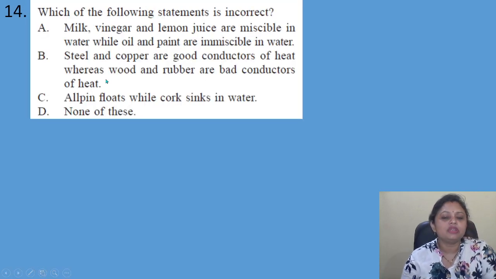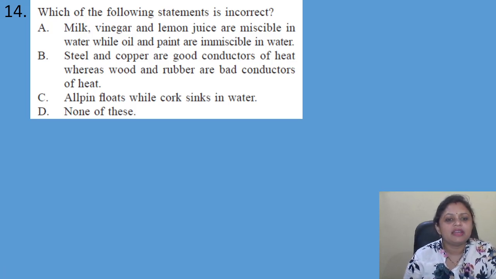Which of the following statements is incorrect? Options are A, milk, vinegar and lemon juice are miscible in water while oil and paint are immiscible in water. Option B, steel and copper are good conductor of heat whereas wood and rubber are bad conductor of heat. C, alpine floats while cork sinks in water. D, none of these. So we have to find the incorrect statement.